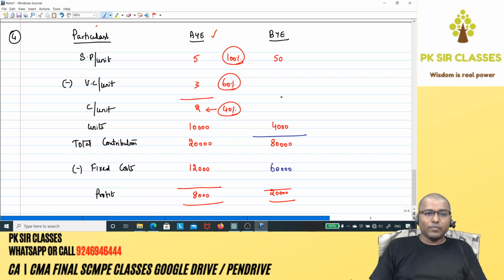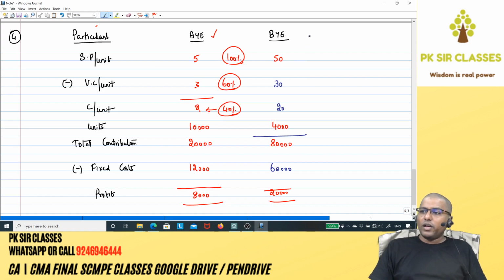That is done. Now, contribution per unit should be how much? Total contribution is 80,000 divided by number of units is 4,000. Total contribution divided by number of units will give you contribution per unit, which is 20. Which means obviously your variable cost should be 30, which is 50 minus 20. Pretty simple. Are we done with B?